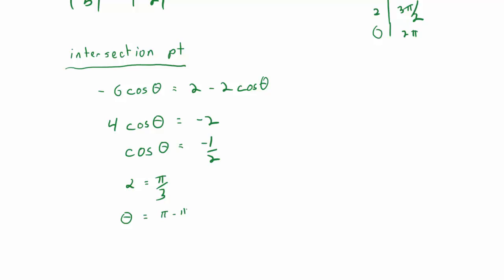Yeah, so pi minus pi thirds would be 2 pi thirds. That would be the one in the second quadrant. And then the one we won't really need is 4 pi thirds in the third quadrant.